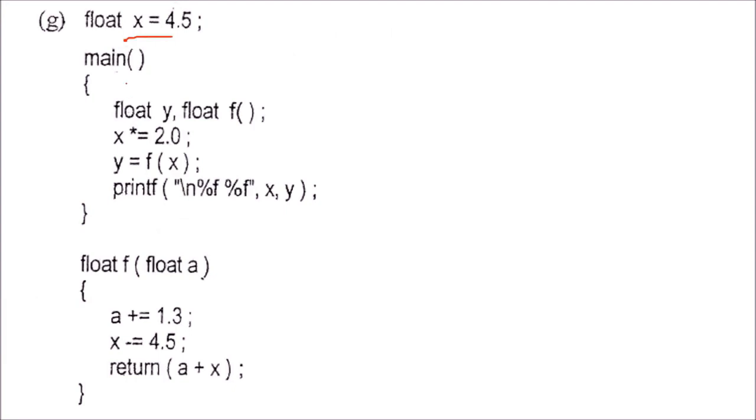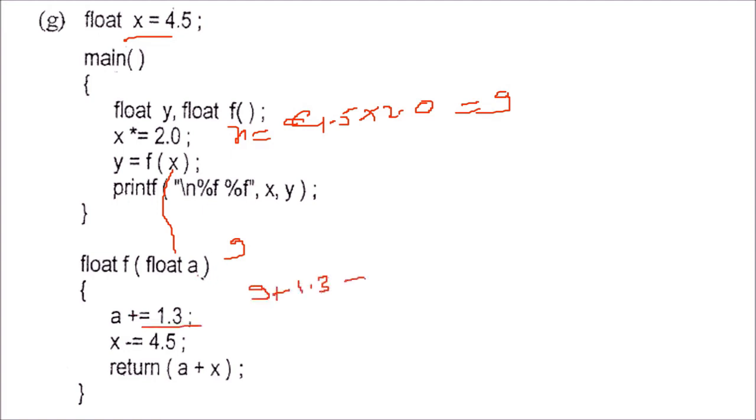Now x is 4.5, float y, float f, x into equal to 2.0. So x will be what? 4.5 into 2.0. This will be 9. So you are passing 9 here. This is a plus equal to 1.3. What is a? 9. This a is 9 and you are adding with 1.3. So it will be 10.3.